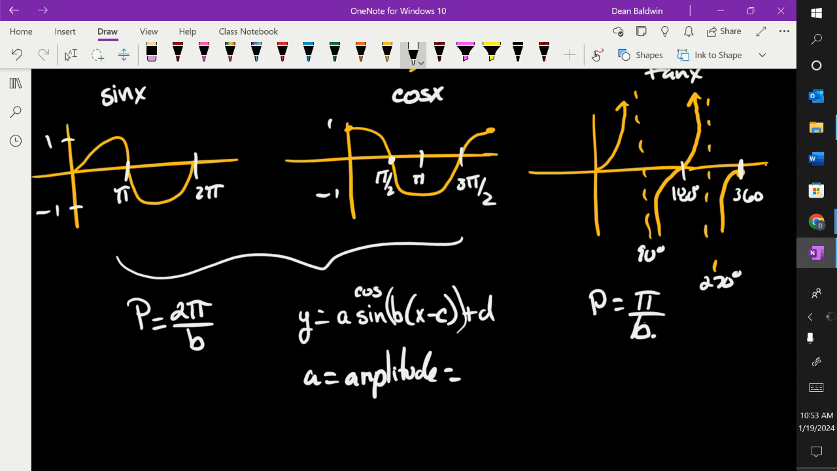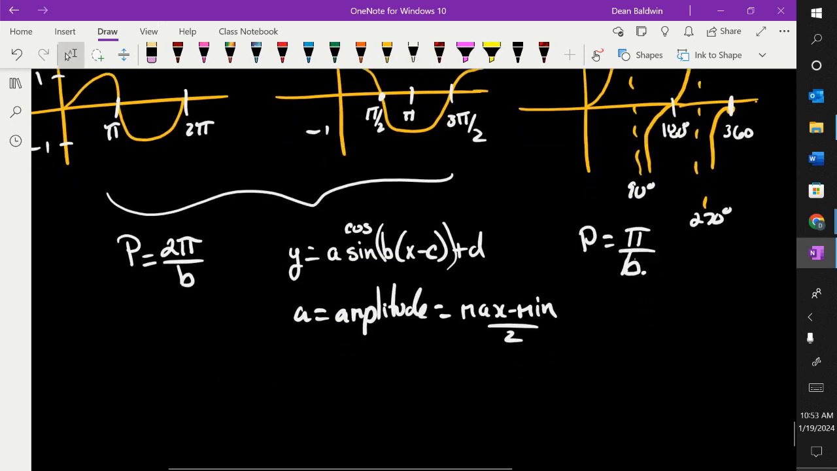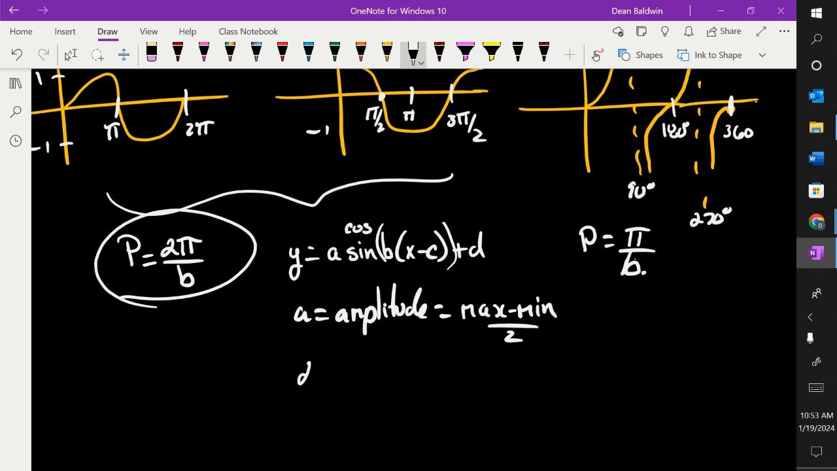How do you find it given a graph? Divided by 2. It's teamwork. Good job. Max minus min over 2. B value we've already talked about. Period is 2 pi over b. D value. Yeah. So that it'll give you the midline of the graph, and it's max plus min over 2.